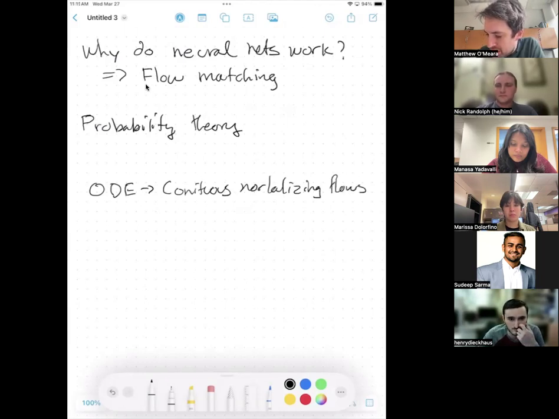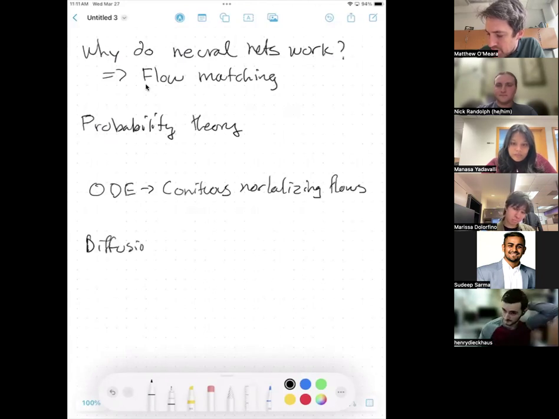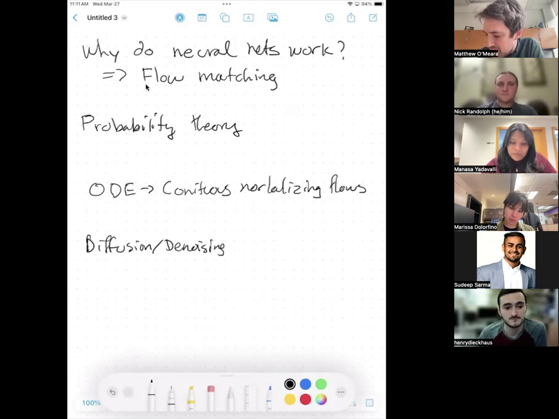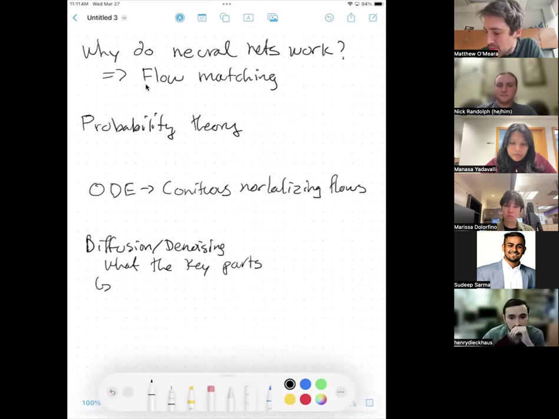And then as additional context, the diffusion-based models, diffusion denoising. And then there's sort of two different formulations of it. So what are the key parts that we actually care about from the diffusion-based modeling, and where can we relax them a little bit to get the more general flow matching? Okay, so that's sort of the general plan.